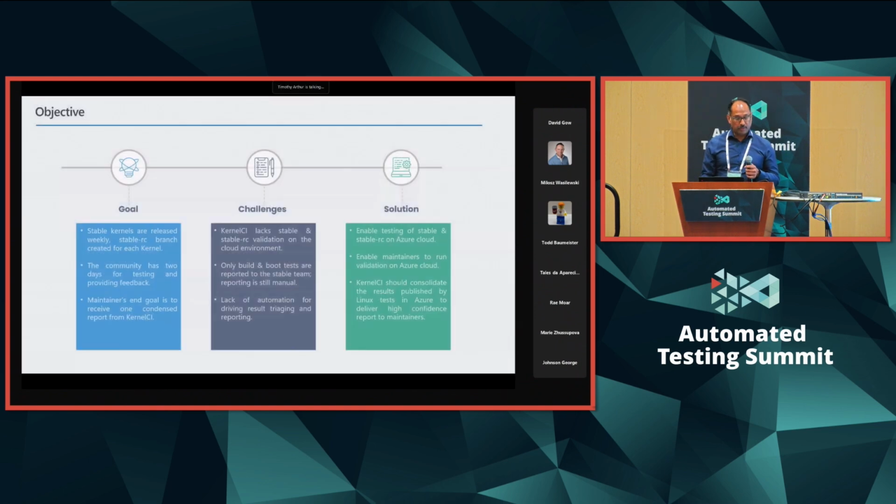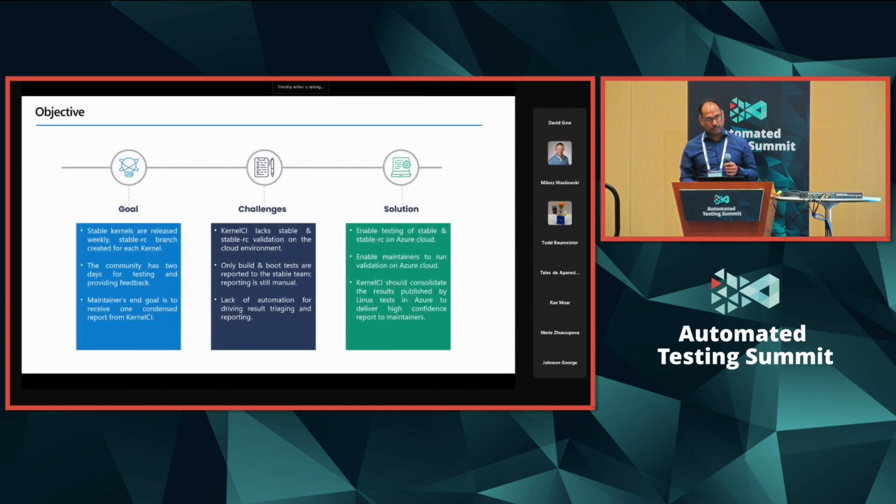So we'll start with the objective. The first goal is that stable kernels are released on a weekly basis, and we want these kernels to be tested automatically through KernelCI. The community has a 2-day window to test and provide feedback, and the end goal is to provide a consolidated report showing the quality of the stable kernel.